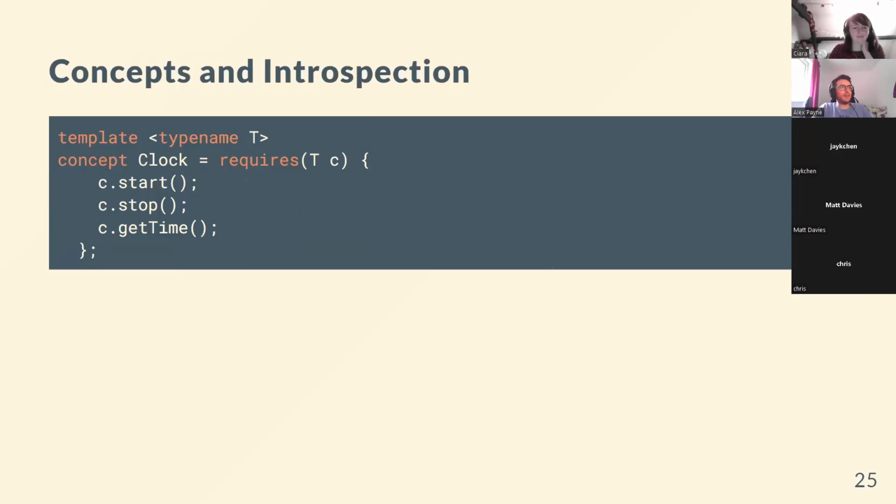So when you think about it, the requires expression is actually really quite powerful. I've got another example here on screen, and I don't know if anyone else has come up with this term. I've tried to coin it myself, so feel free to tear it apart or question it. But what I like to think of what we're doing here is specifying an anonymous interface for clocks. So any templated type that fulfills this clock concept must have a method called start, must have one called stop, and get time.